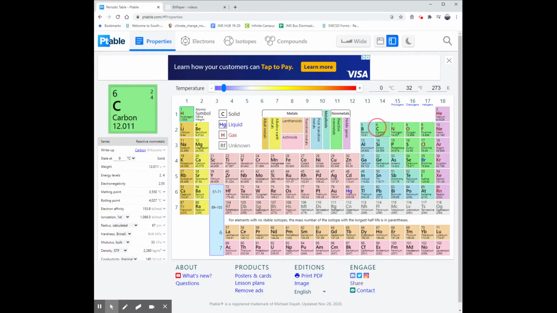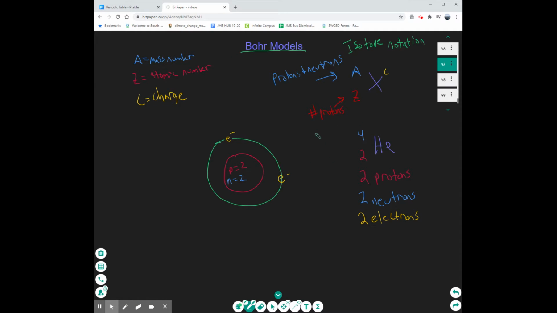So carbon has an atomic number of 6 and atomic mass of 12, right? So let's do carbon. Okay? Let's do the carbon model, and then I'll show you why this is important and what we're doing with these electrons. Okay? So let's build it like this.